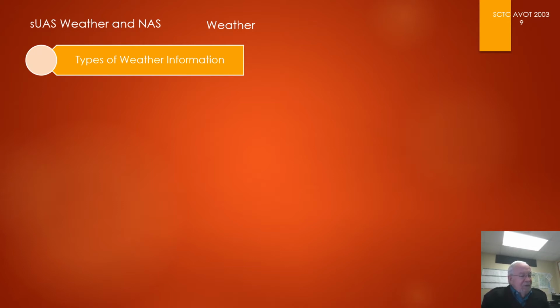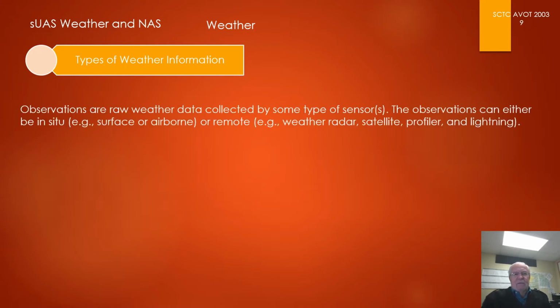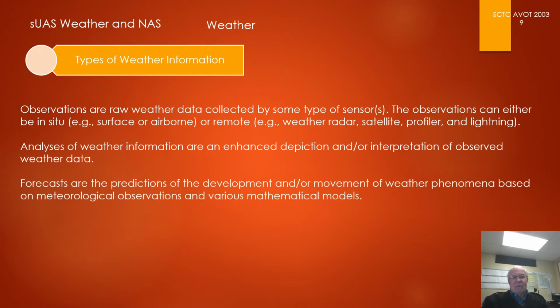The other kind of weather information we gain is a forecast, and that's of course developed through modeling and computer generated processes, taking all of these observations put together into some kind of a model of what will happen in the future. There are struggles with that. The further out it gets, the less accurate, of course. But we accept that fact. At least we get some ideas about the future weather. Right, so observations, raw weather data collected by some type of sensor. Observations can be either in situ in a place or remote. Right, a forecast are the predictions of the development and or movement of weather phenomena based on observations and other mathematical models as well.